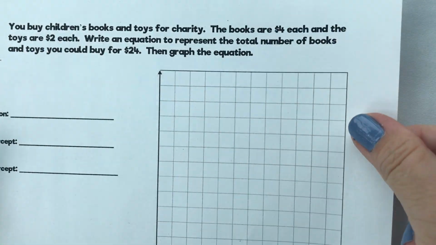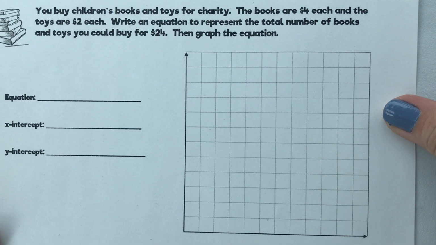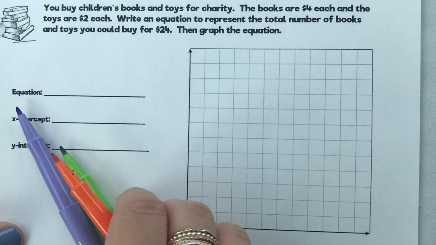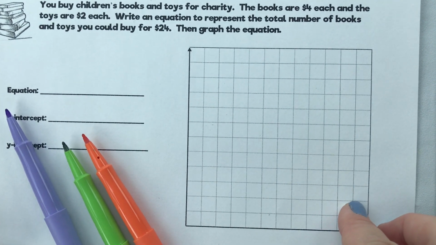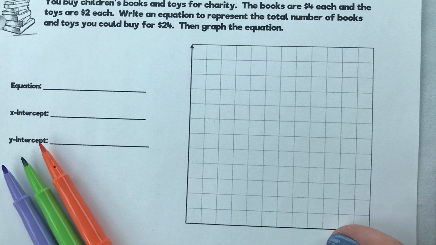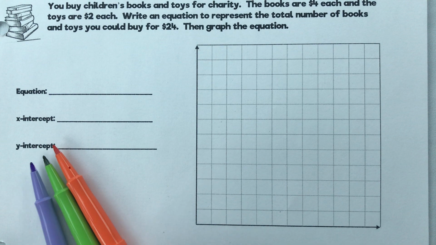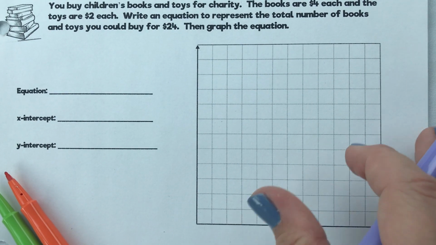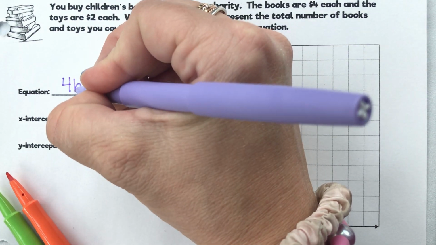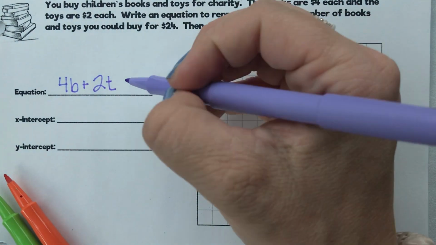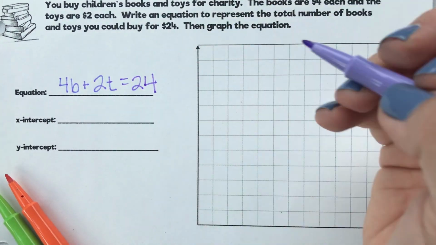So let's look at another example. It says, you buy children's books and toys for charity. The books are $4 each and the toys are $2 each. Write an equation to represent the total number of books and toys you could buy for $24. Then graph. Okay, so books are $4 each. So $4 times every book. Toys are $2 each. $2 times every toy, and you have $24.